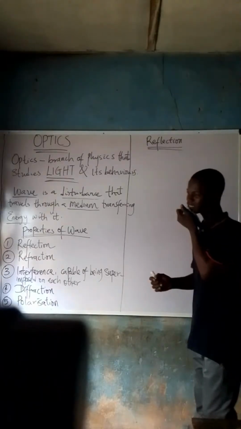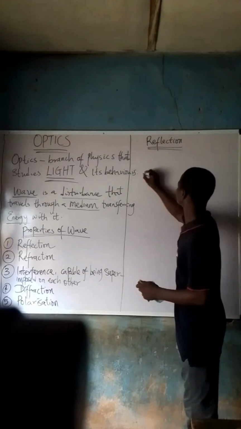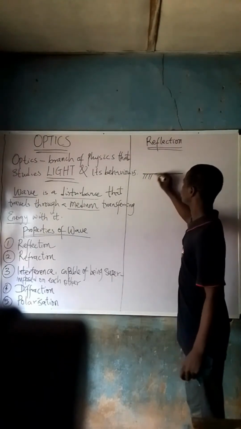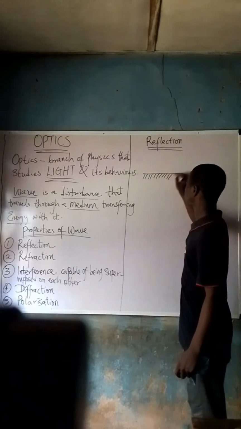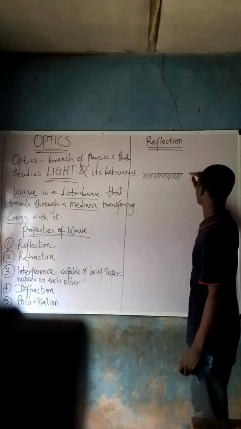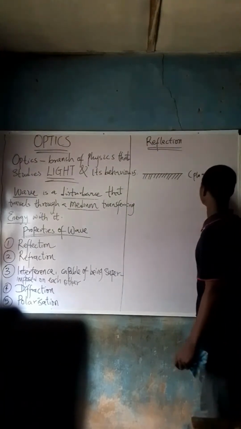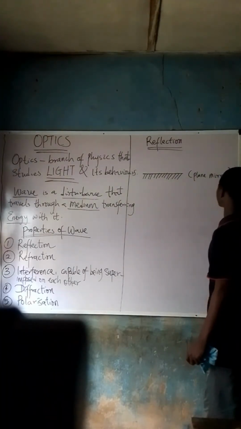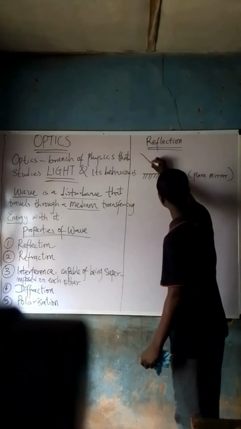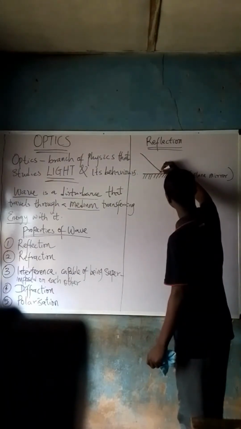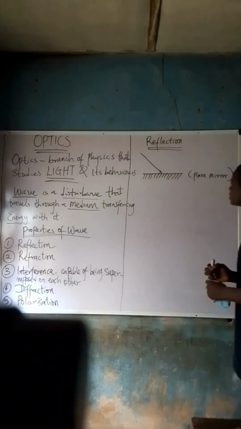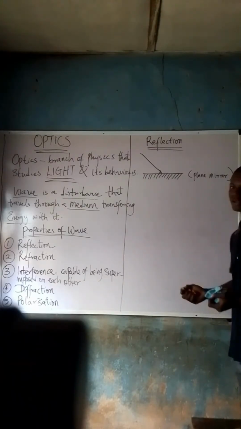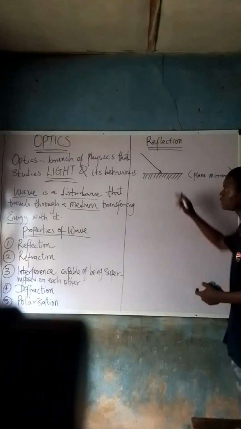Now, reflection, this is how it works. Assuming this is a mirror surface, a plane mirror. Let's be specific: assuming this is a plane mirror. Light rays appear to be coming from this direction and becoming incident on this plane mirror. What do you think will happen? Since we have agreed that light is a wave, what do you think will happen?